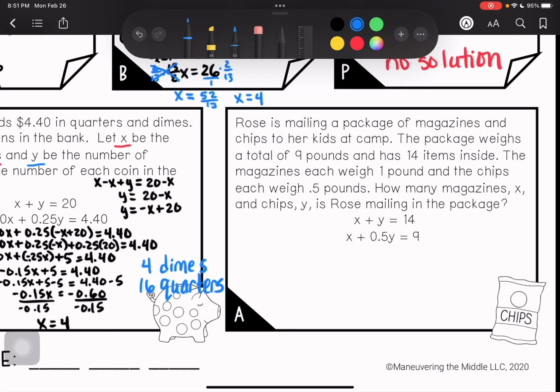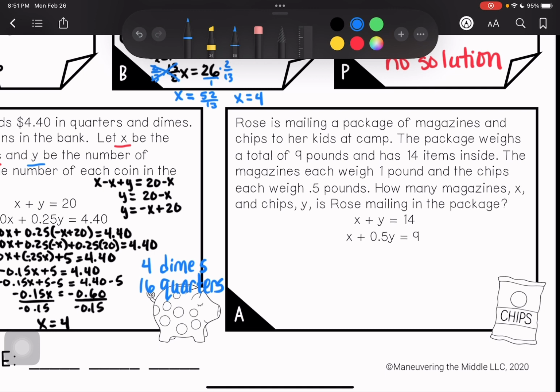Rose is mailing a package of magazines and chips to her kids at camp. The package weighs a total of 9 pounds and has 14 items inside. The magazines each weigh 1 pound and the chips each weigh a half a pound. How many magazines X and chips Y is Rose mailing in the package?